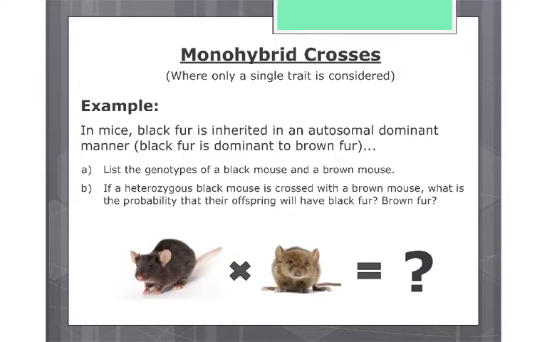Okay, so let's look at a monohybrid cross. This is our first specific example, and we're going to go through a few in this unit of our different crosses. Now, when we look here, in mice, black fur is inherited in an autosomal dominant manner. When we see this word autosomal, that is just indicating that it is not a sex chromosome. Okay, and that'll matter further down in this unit. And black fur is dominant to brown.